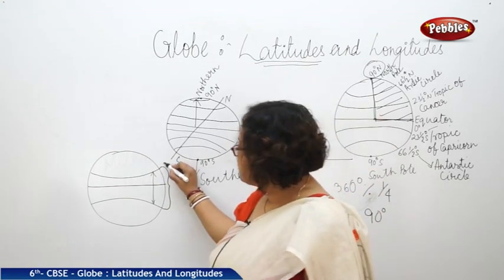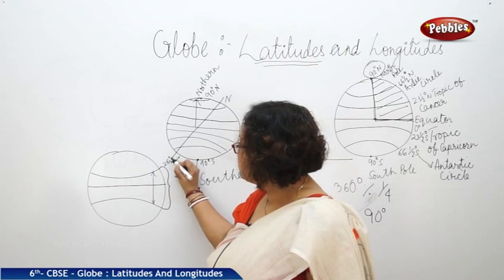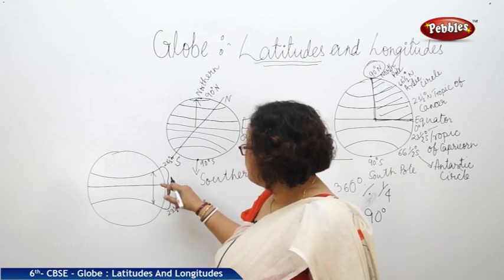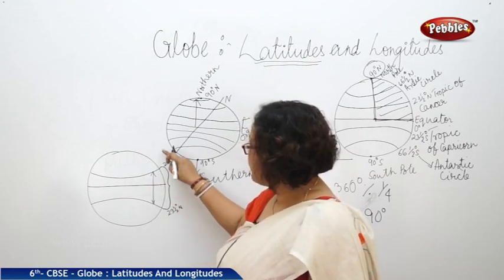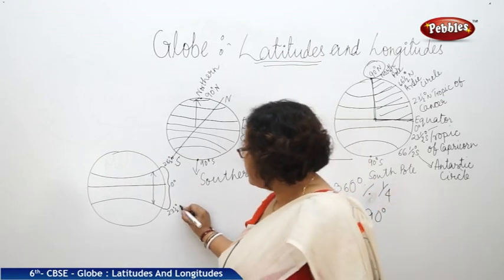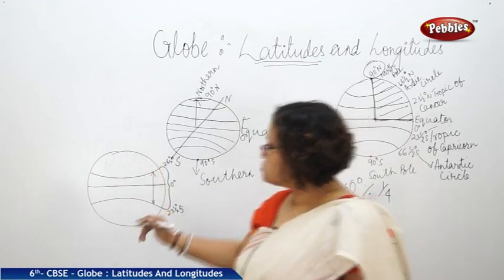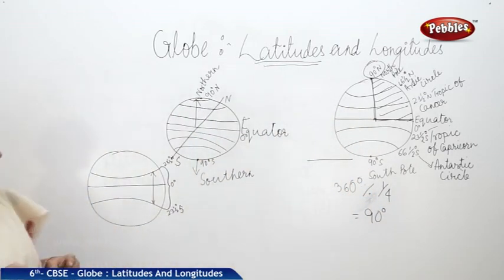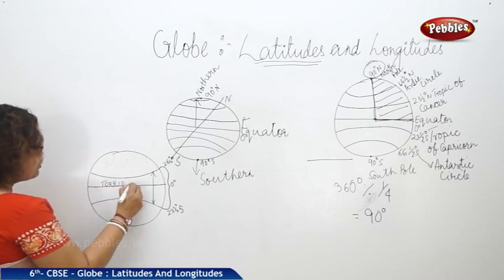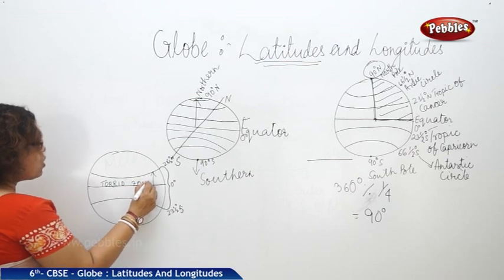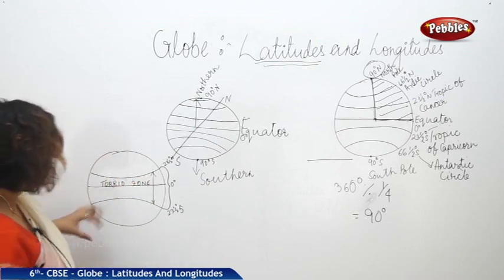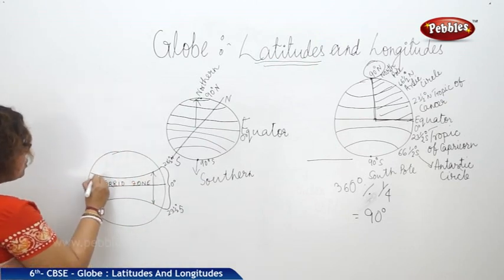This zone, from the equator 23.5 degree north and from the equator to 23.5 degrees south, is known as torrid zone. It is always very hot. This is the hottest zone in the world. This entire zone is known as torrid zone.